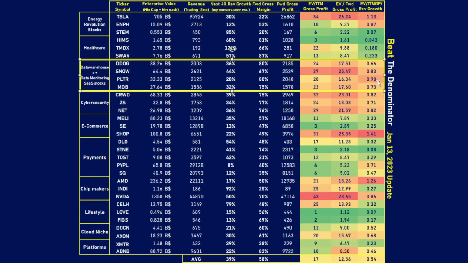Another stock that I find too expensive. I found it too expensive for a while. I keep finding it too expensive. It is Palantir.